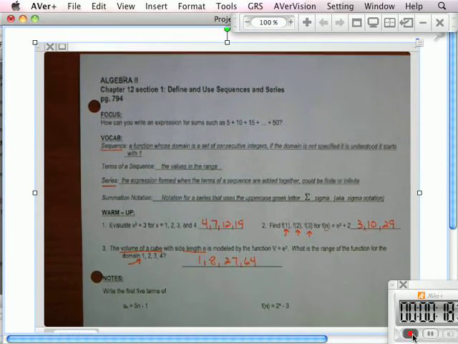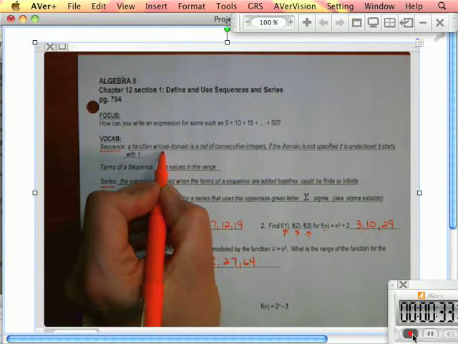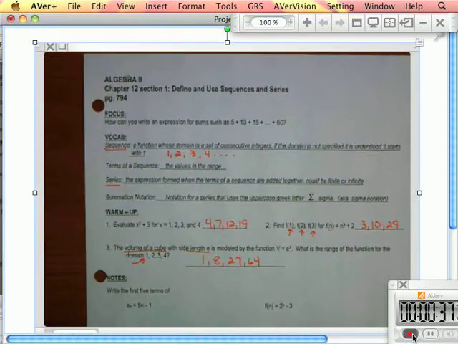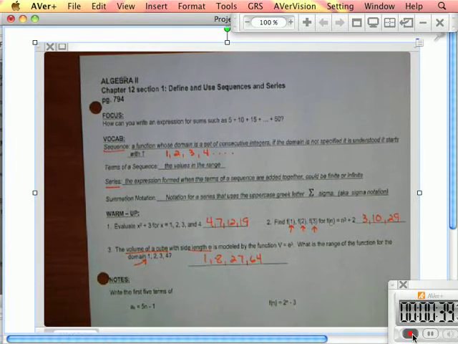A sequence is a function whose domain is a set of consecutive integers. What does consecutive mean? One right after another. If the domain is not specified, it's understood that it starts with 1. So for most of what you're going to be working with, your domain is just going to be 1, 2, 3, 4, 5, so on. Okay? For this whole section. Unless they tell you to start otherwise, which I will show you when that happens.